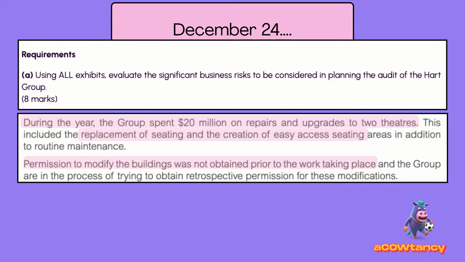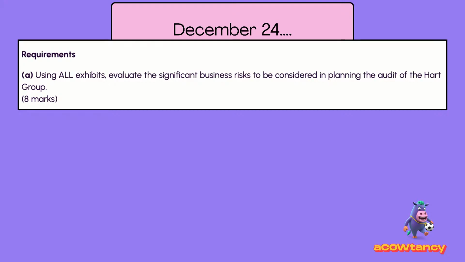So therefore, is this a significant risk? Yes, it is, because it's likely, potentially, that we're going to get fined, aren't we? And it says the group are in the process of trying to get retrospective permission for these modifications.